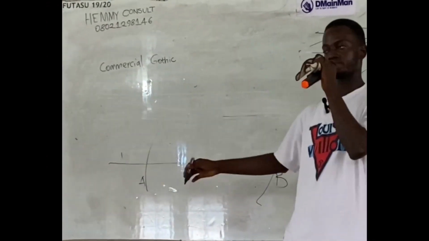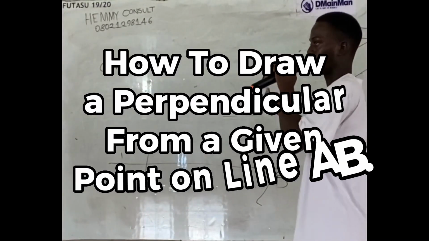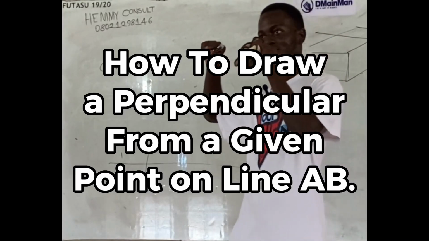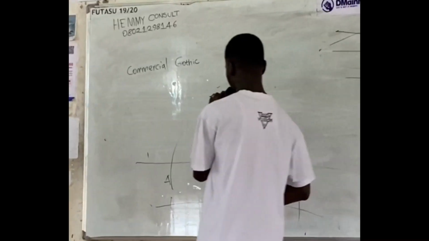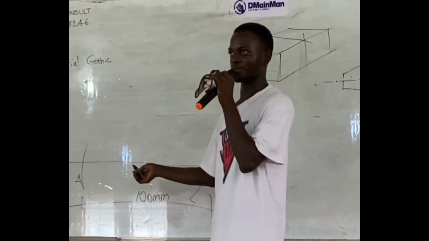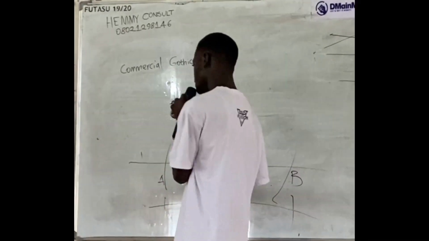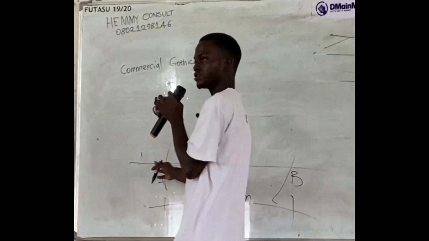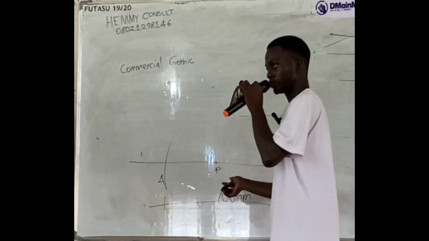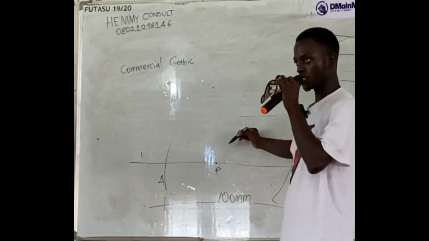You are asked to draw a perpendicular line to a line AB from a given point on that same line AB, 100 millimeter. So you are asked to draw a perpendicular to this line. Let's assume our point P to be 40 millimeter.